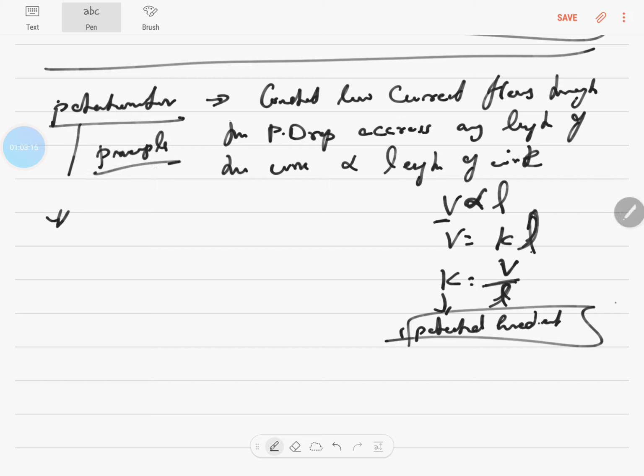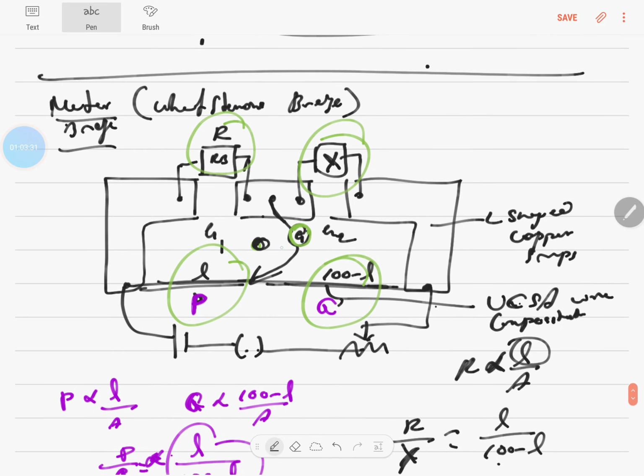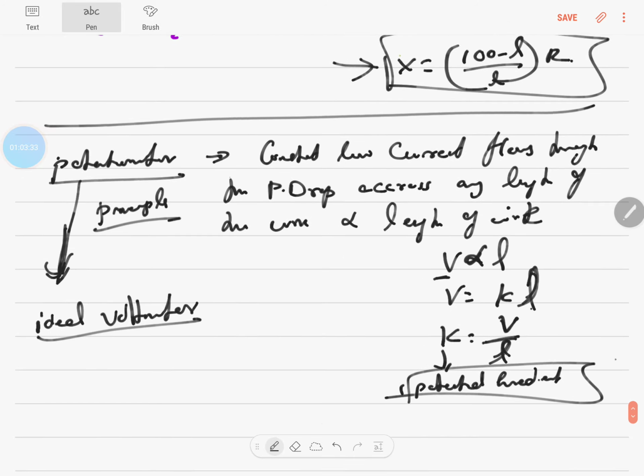A potentiometer is called an ideal voltmeter. A voltmeter is used to measure voltage. We always connect it in parallel, right? But still it has got some inbuilt resistance. Whereas in the potentiometer, similar to this, we'll be working on zero current. The galvanometer will show no deflection, zero current through the circuit.